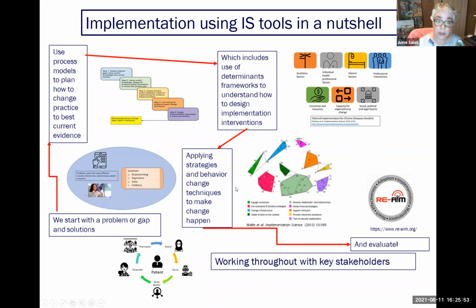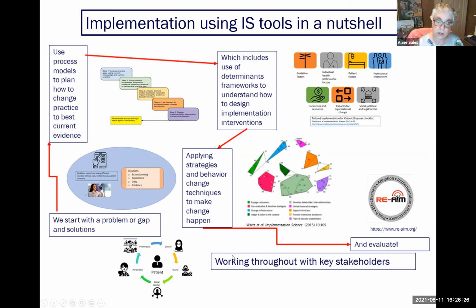We apply those strategies to enable behavior change to happen, and then we evaluate whether what we did worked or not. Was it effective? Did it reach the kinds of people that we wanted it to reach? Is it something that can be maintained? Was it adopted in the first place? Those are questions that the REAIM framework, which has been an evaluation framework in the implementation research literature for many years, addresses and gives people information about how to answer.